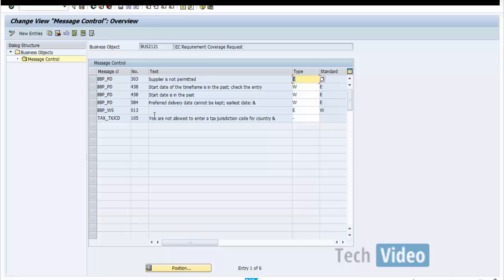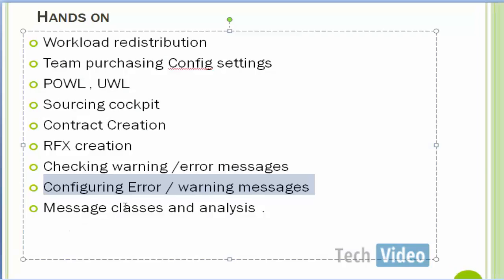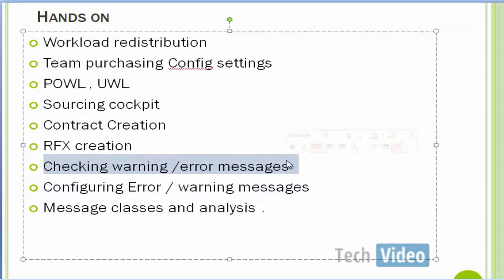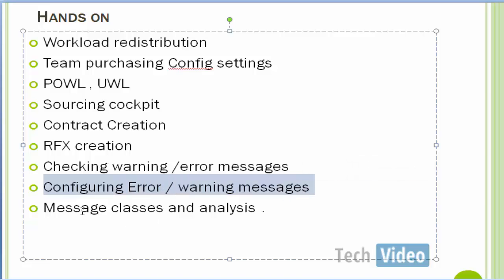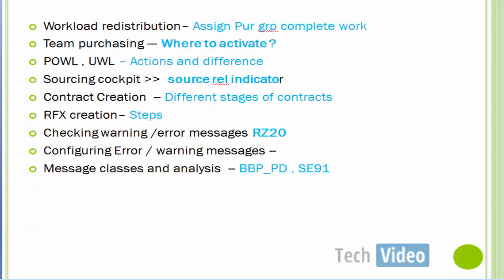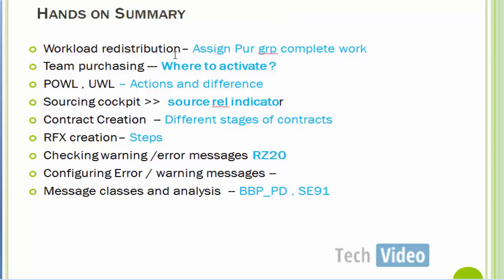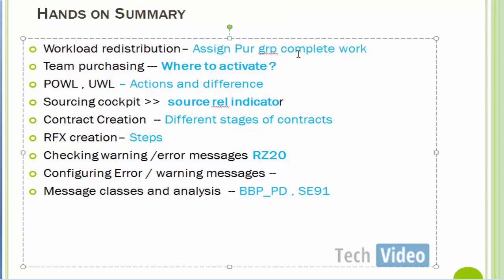Alright, so with this we have done the checking of the warning and error messages. We have configured the error and the warning messages, and we check the message class and how to analyze through the where used list. Let me just recapitulate all the things that we discussed. In the workload redistribution, you should now be able to assign a purchasing group and complete the work. You should also now be able to check on how to see the particular purchasing group shopping carts by scrolling down the window. Team purchasing, how do you know where to activate? It is the SPRO path of define transaction types. Define transaction type would be your path where you can go and activate team purchasing when you click on the lens.